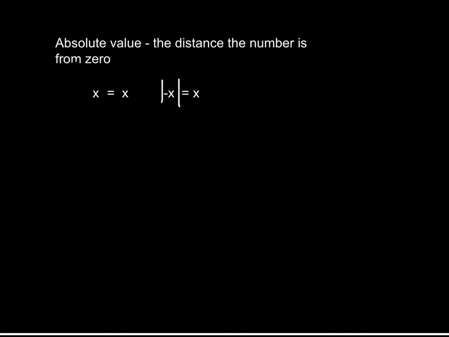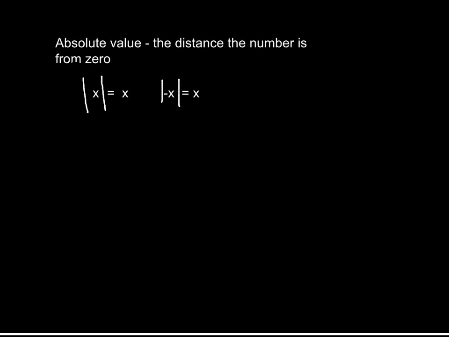And then the next term to know is absolute value. Absolute value, the definition is the distance the number is from 0. So, in math, if we want to show absolute value, we put these two parallel lines around a number. And the way I would read this first problem is, what is the absolute value of x? How far is x from 0? Well, we would say it's x units away. So the absolute value of x is x.